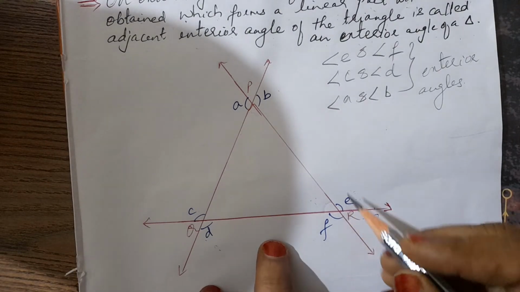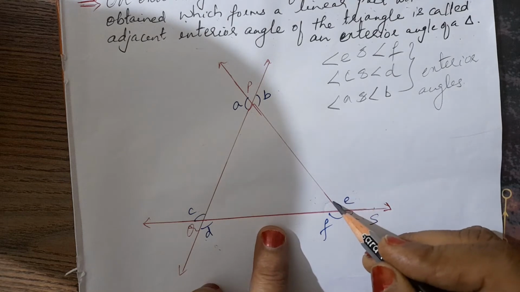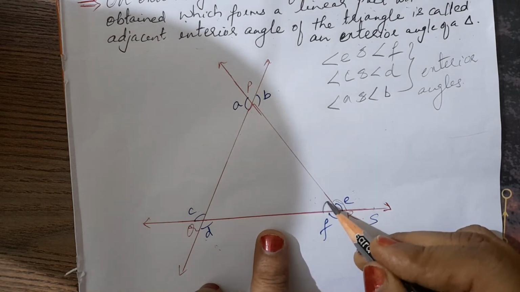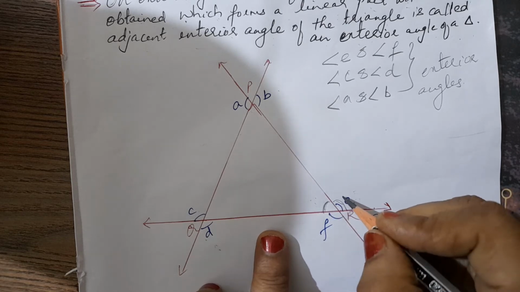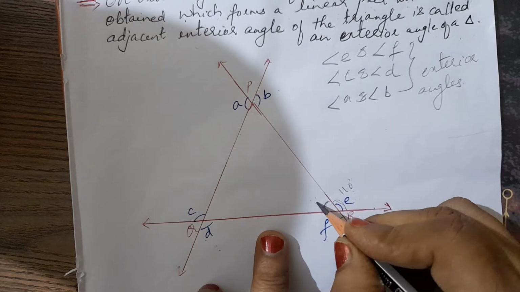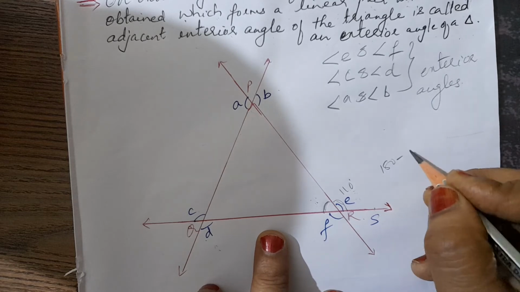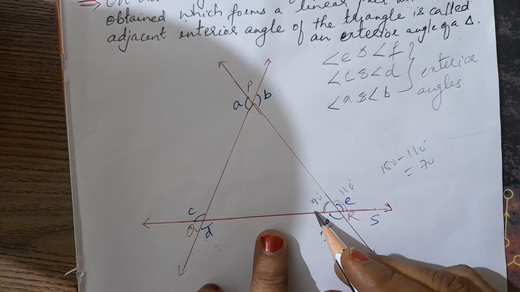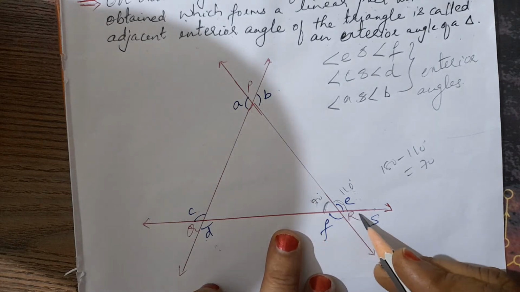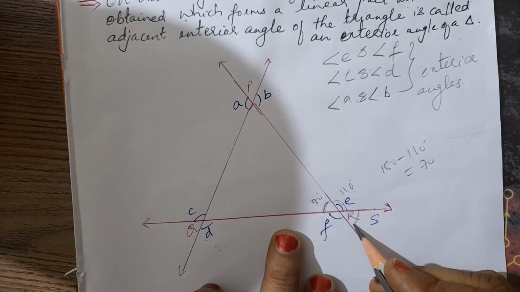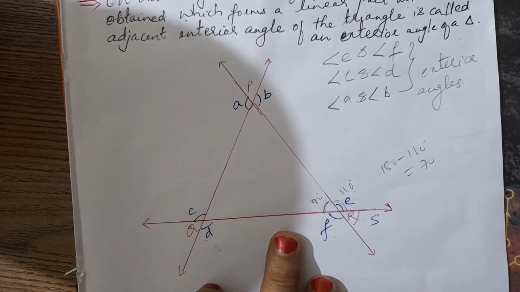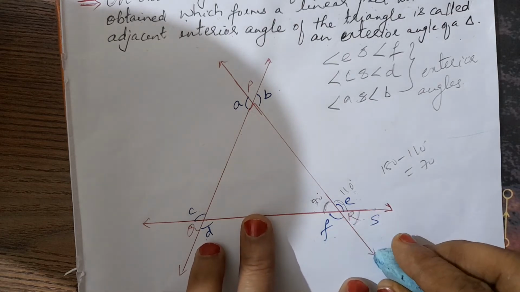So children, if you know the measurement of this particular exterior angle, then you can easily find the measurement of this angle. Suppose, as I said, this is 110 degrees. So this will be 180 minus 110, that will be 70 degrees, right? Now this angle is 70 degrees, children. So this particular angle also will be 70 degrees, and this will be 110. That means if you know the measurement of one angle, you can find the measurement of the remaining angles.